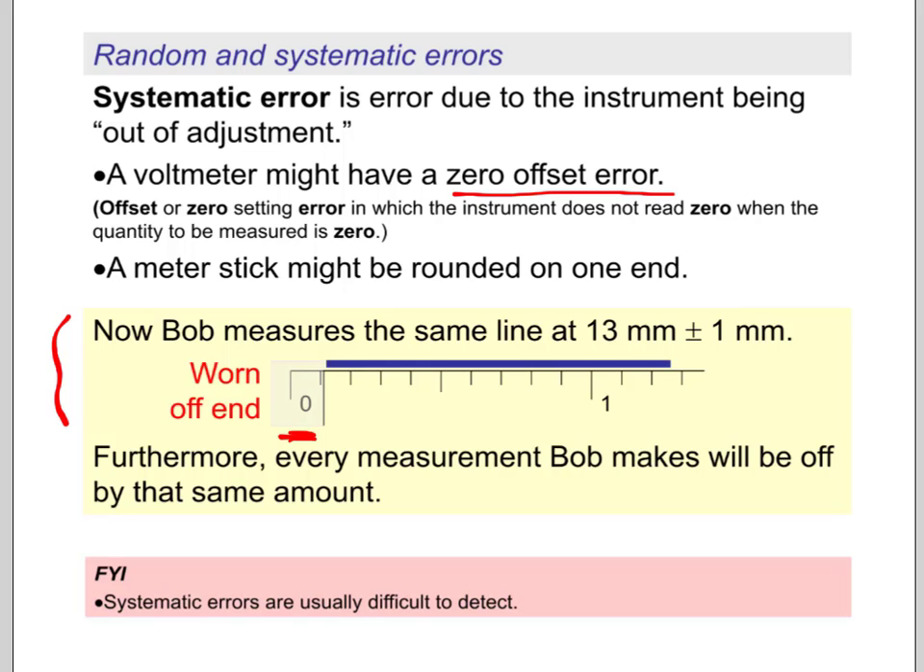So that's a systematic error. It doesn't mean Bob's measuring incorrectly. It just means the tool he's using has some deficiency or problems in it. Okay, with a ruler it's easy to see. With electronic measuring devices, it's much harder to detect if there is an offset error or some sort of error that's built into the machinery.